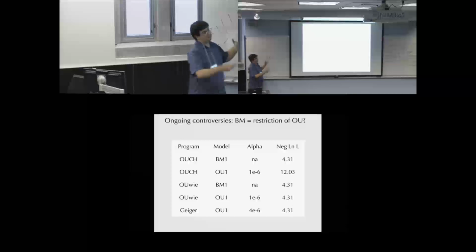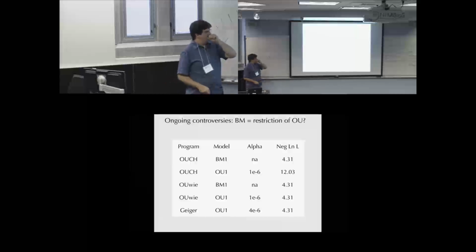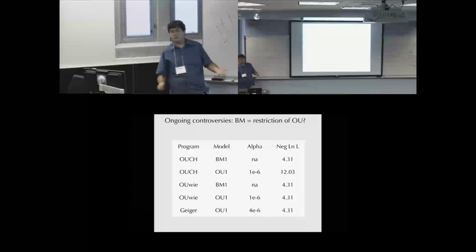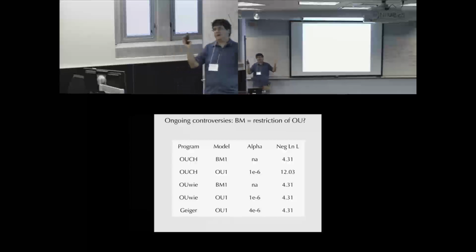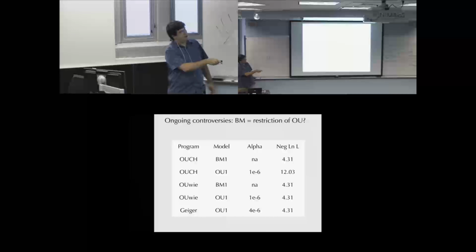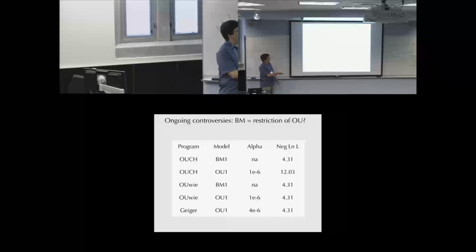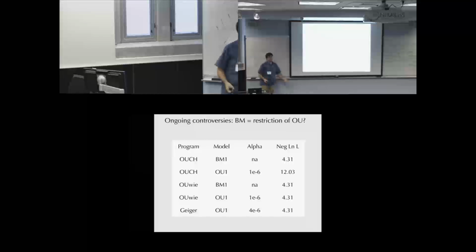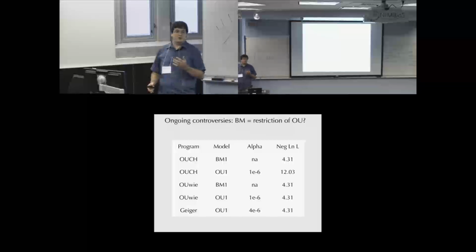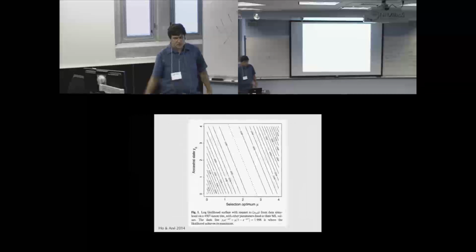Okay, so Marguerite talked, so now I'll talk about some controversies. Marguerite brought this up earlier. If we take various models in Ouch and Owie and Geiger that are OU or BM models, as you gradually drop alpha closer and closer to 0, in Owie, our program, the model converges on the same model as Brownian motion. Now, it won't be chosen because it has more parameters, but it converges to the same thing, whereas Ouch converges to a different thing. So depending on the program you're using, they might converge or might not. That's worth considering.